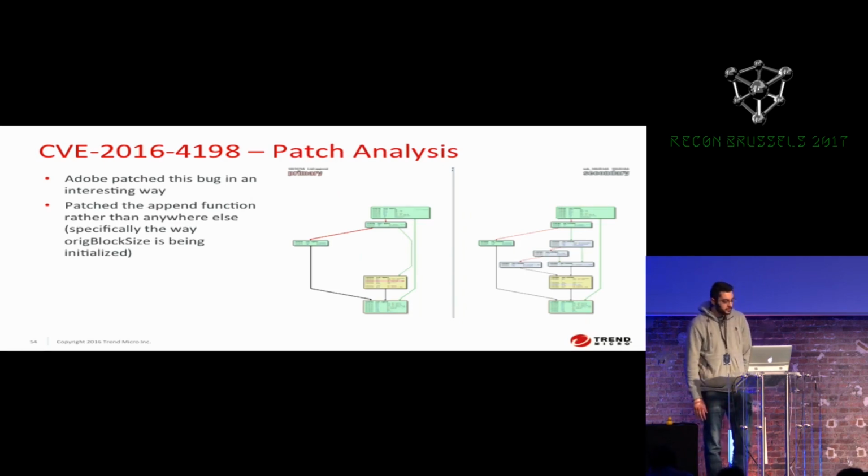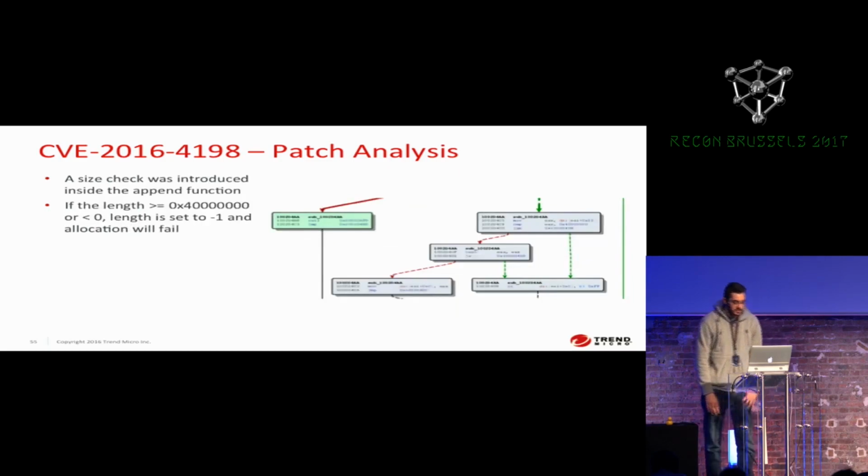All right, as for the patch, Adobe patched it in a really interesting way. Personally, I was expecting them to do some checks on the variable initially, but what they did is they implemented some checks inside the append function. They made sure that the value is in a certain range. If not, it's going to be set to a negative value, and then the allocation is going to fail. Basically, the check is whether the length is greater than 4000, or is a negative value. If that check succeeds, then fine. If it fails, it's set to -1, and then the allocation just fails.